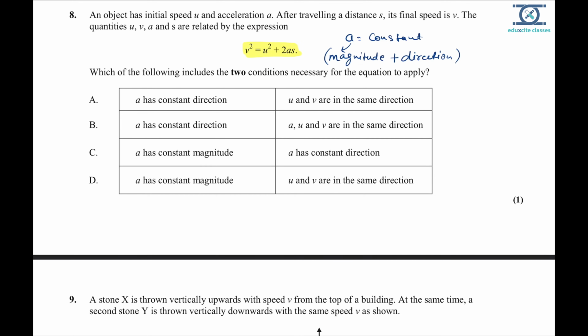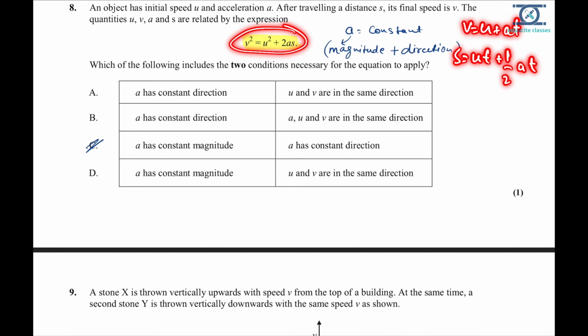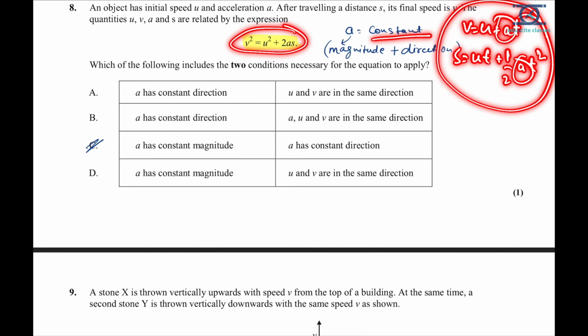So A has a constant direction and constant magnitude. Yes, option C is the right answer. All these equations, v equals u plus at, s equals ut plus half at square, all require that the acceleration has to be constant.